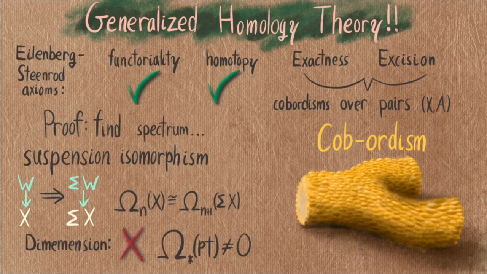Now, you might notice that there's one axiom of homology that's missing from up here, and that's the so-called dimension axiom, which states that the homology of a point is 0. And that explains why this funny word generalized is up here. Generalized homology theories don't satisfy the dimension axiom. Because if we remember, the cobordism groups of a point weren't 0, they were the whole cobordism ring, which is actually very complicated, but that's what makes it so fun.